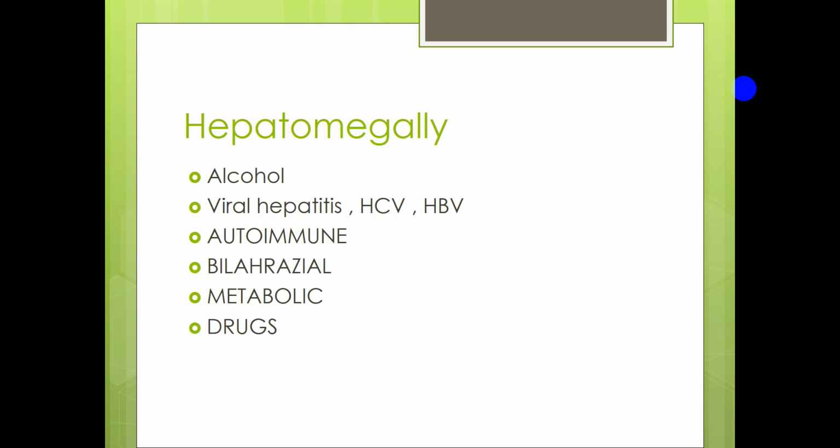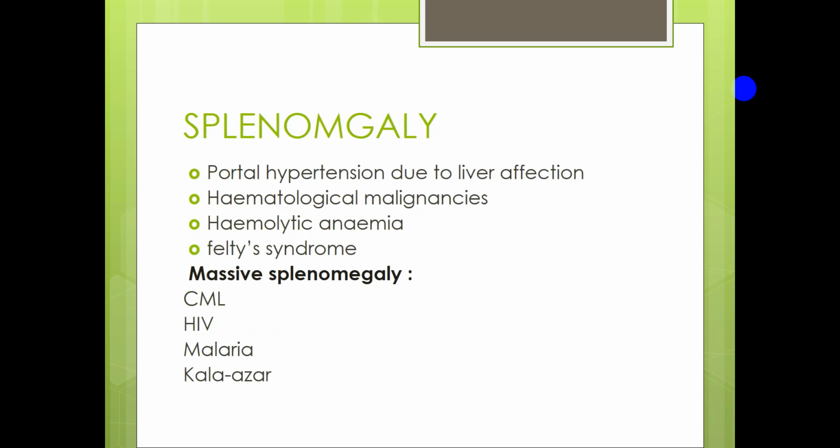The first cause may be alcohol. The second, viral hepatitis, hepatitis C and hepatitis B. It may be due to autoimmune hepatitis like primary biliary cirrhosis and sclerosing cholangitis, might be due to bilharzia infestation, might be due to metabolic disease like Gaucher disease, might be due to drugs like methotrexate.